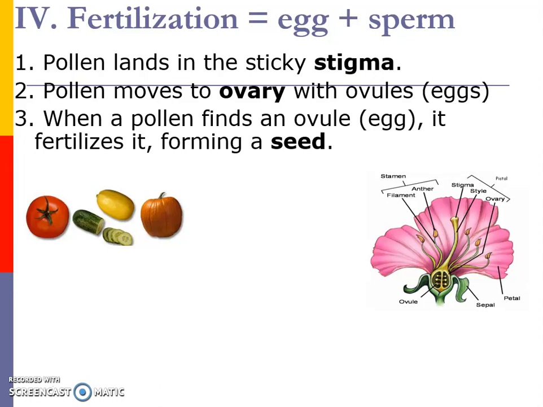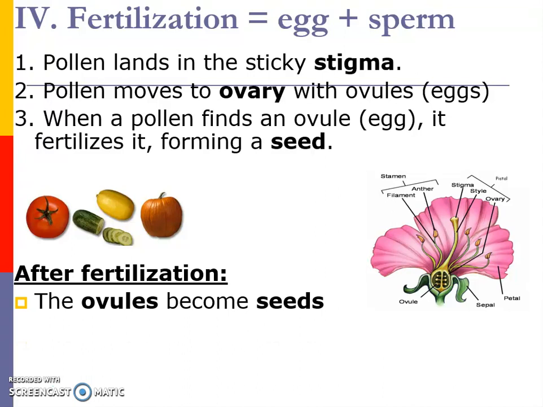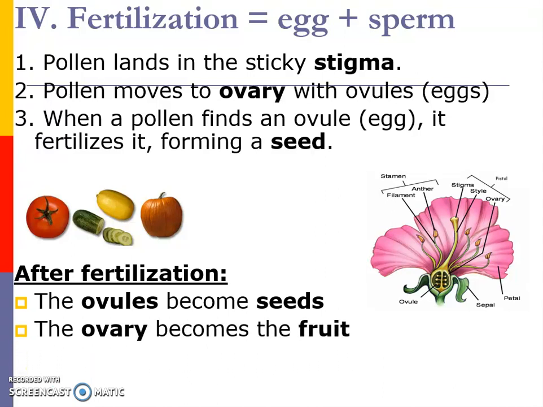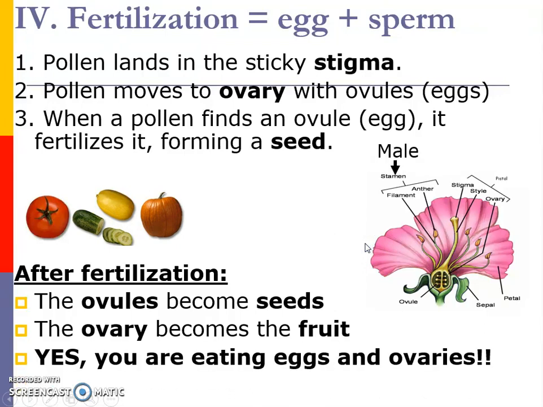And when they combine, the pollen and the egg, called an ovule, it makes a seed. Same types of seeds that you know of as seeds. All right, and what's really cool is those eggs then become seeds, and the ovary, this outer casing, can become a fruit, like an apple, or something like that, or a tomato, or zucchini. Yes, you are eating eggs and ovaries a lot. Really weird. So plants have male and female parts.